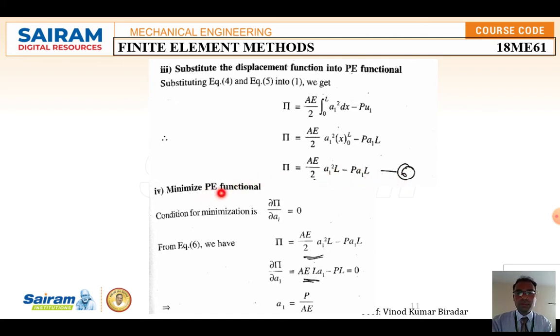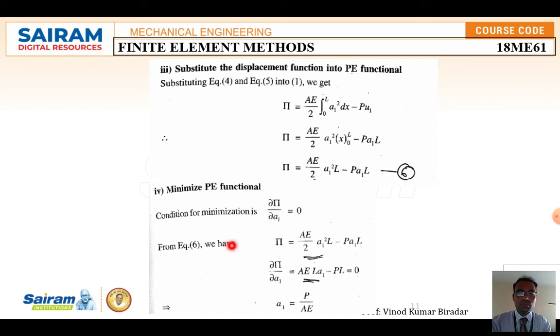To minimize the potential energy function, what is unknown here? A1 is there, so differentiate with respect to this and set it equal to 0. That is the condition for minimum potential energy. The condition for minimization is dou pi by dou A1 is equal to 0. Suppose there is A2, then you have to differentiate with respect to one more quantity. So dou pi by dou A1 is equal to 0.